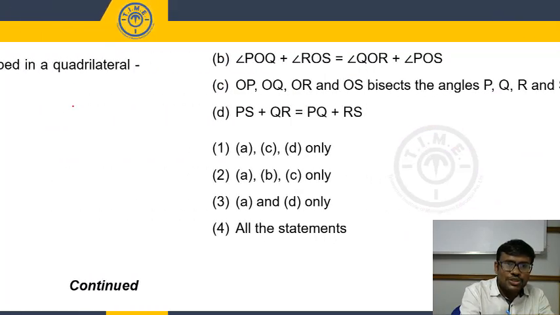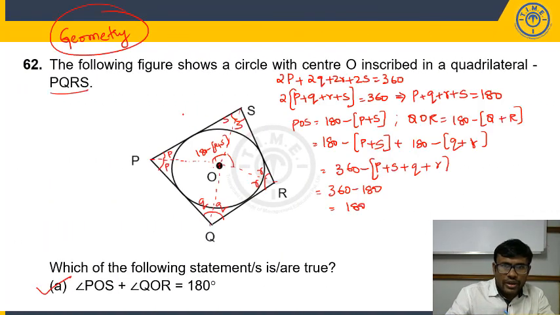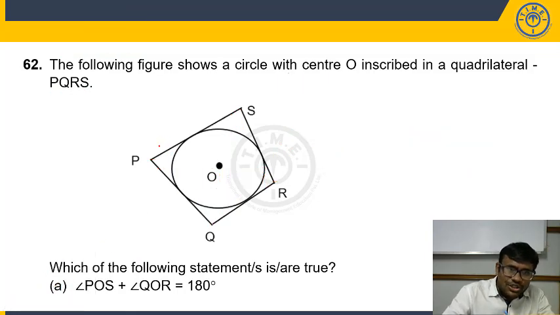And what is option number D? Option number D, PS plus QR is equal to PQ plus RS. Okay, I am erasing this part. Okay, let us assume that, I am naming this ABCD. Since this is a tangent, these two sides are equal, no? These two sides are equal, A, and this will be B. Why? Because these two are also tangents to the circle, they are equal. And these two are also tangents to the circle, they are equal. So C. And these are also equal. So it is D and it is D.